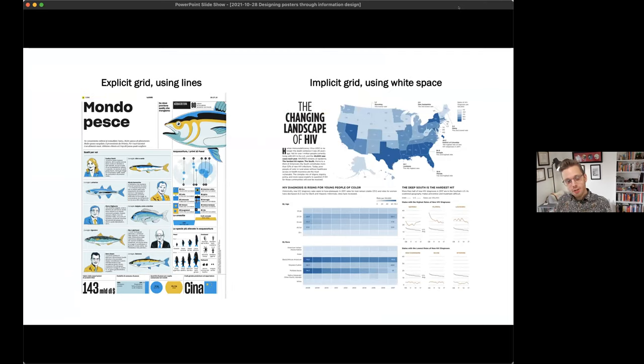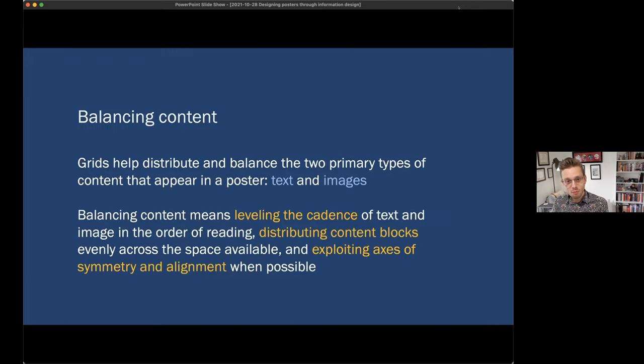So when we compare these two different examples, they both use grids to compose the content. But in the example on the left, we have an explicit grid that's formed by regions of consistent ratio-based chunks of content, as well as explicit lines separating those chunks of content. Whereas in the example on the right, we have an implicit grid, and that implicit grid is created by using white space. So white space and grids play a really, really important role in making our figures and posters more readable.